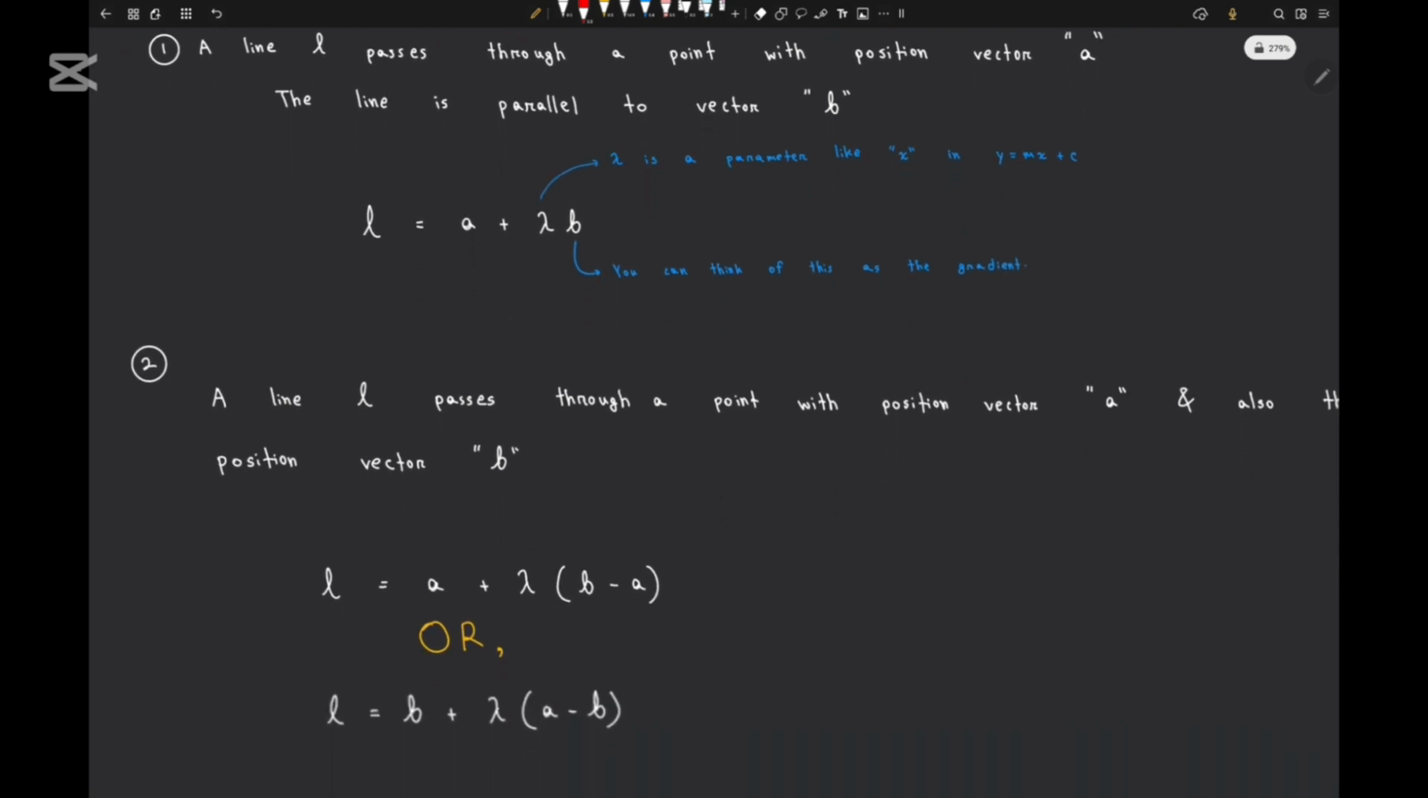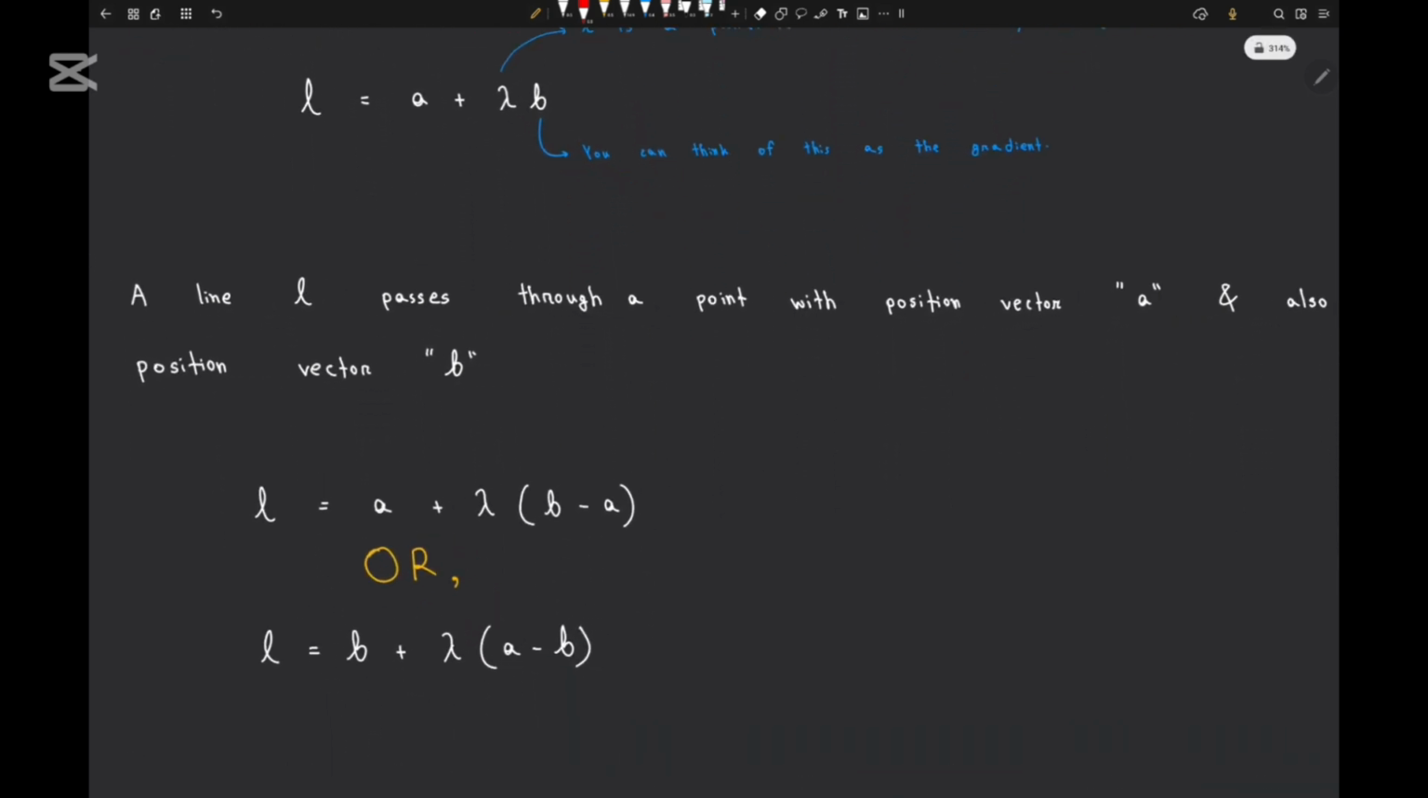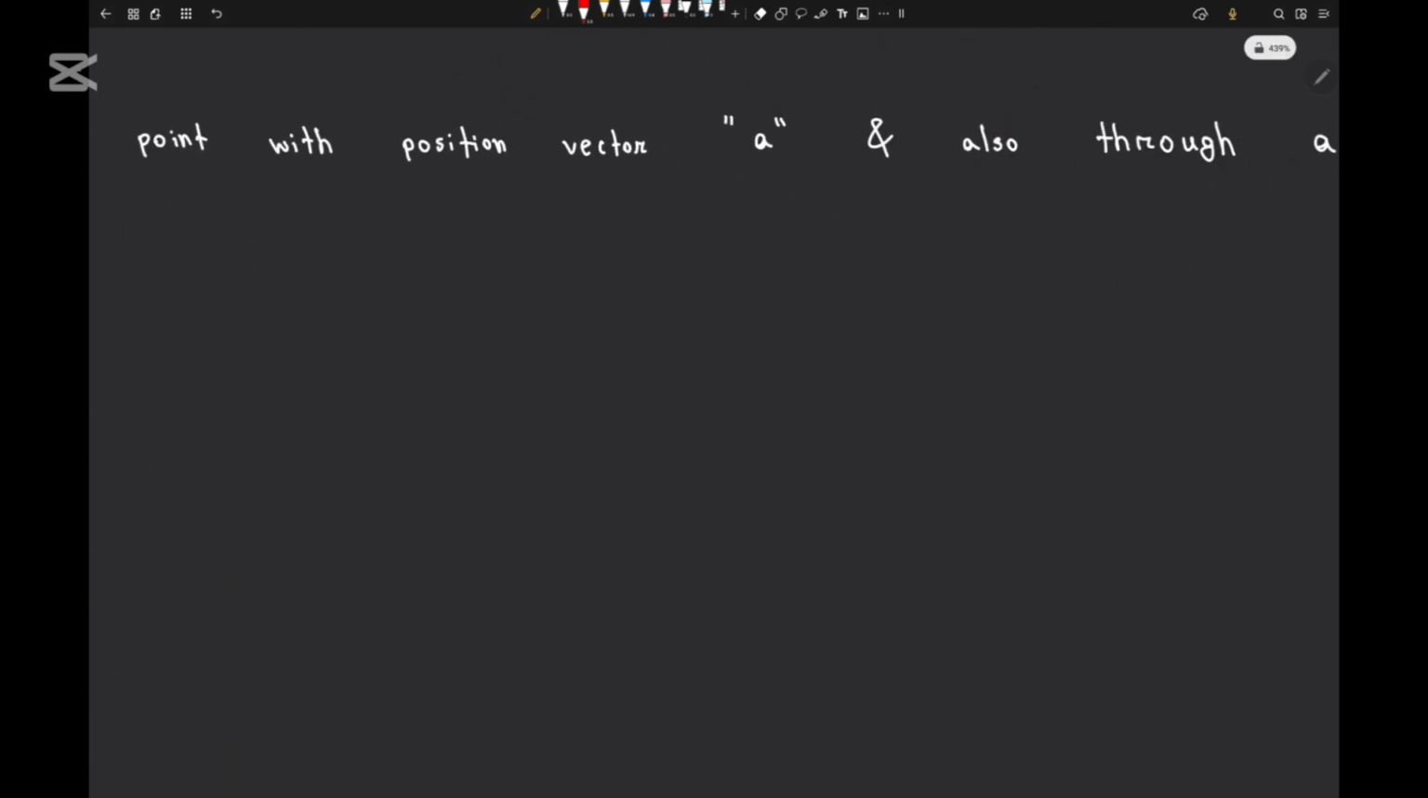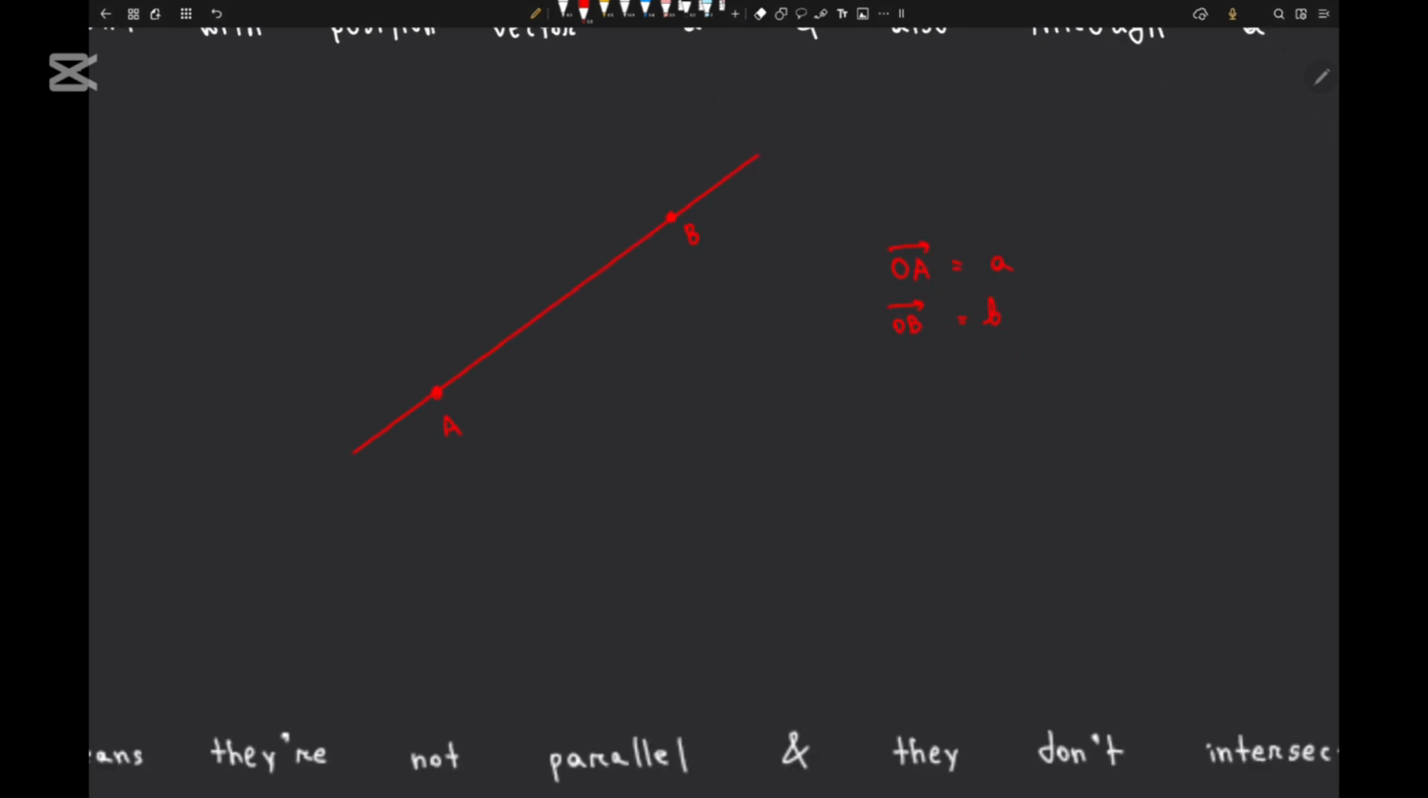So now let's look at a second scenario, which is a much simpler scenario. It's that if line L passes through 2 points with vectors a and b. Let's say that this is the line L, and this is point A and this is point B. Now, if OA vector is given as A and OB vector is given as B, the equation of this line will be L equals A plus lambda B minus A.